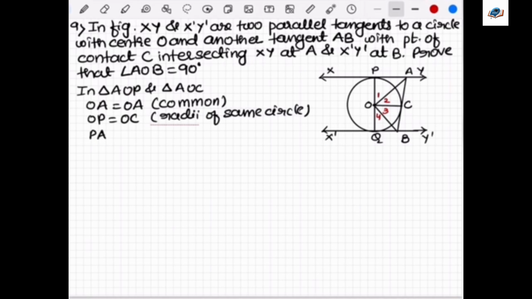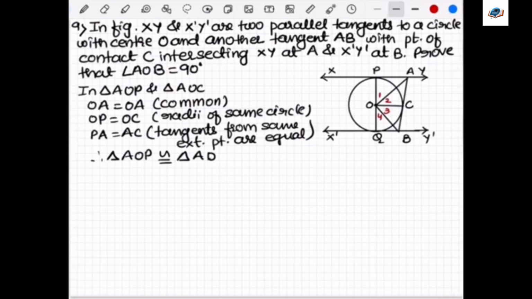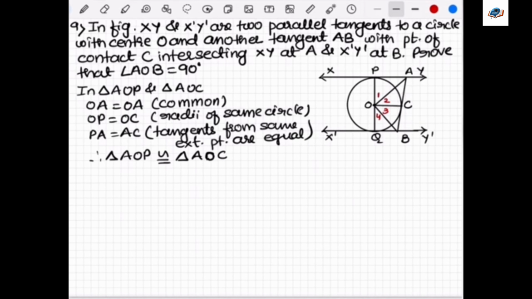Similarly, I can say angle 3 will be equal to angle 4 if I take triangle OQB and OCB. So, in triangle COB and triangle BOQ. So, now angle 1 plus angle 2 plus angle 3 plus angle 4 will be 180 because all the four angles are linear pair.